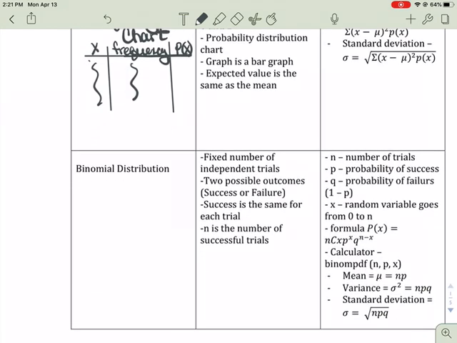Then we went on to talk about a binomial distribution. Remember that binomial has a set number of times we're doing it. There are only 2 possible outcomes, a success and a failure, and every one of these trials is independent of each other. So you have N, P, Q, and X, and we talked about how to identify those. X is the random variable going from 0 to the number of trials. We had a formula, we could use our calculator, and there was the online calculator. And then there's the mean, variance, and standard deviation.